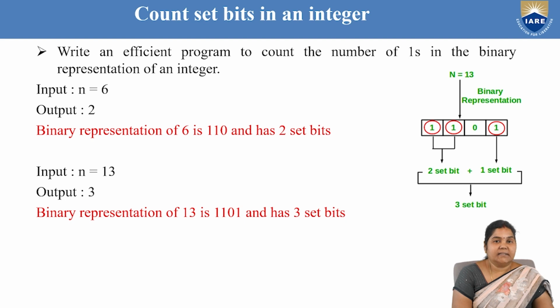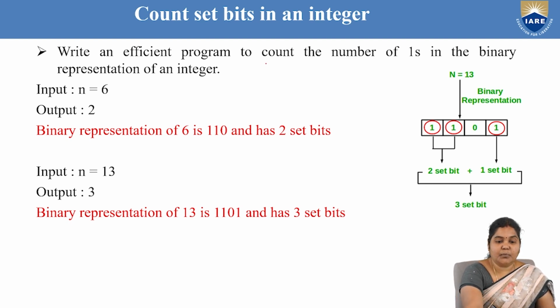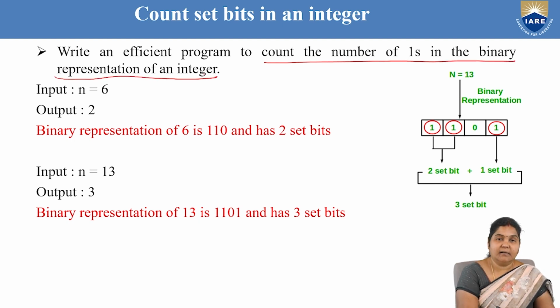Now, let us understand the second program, which is counting the number of set bits in an integer. Set bits are the bits which are 1. The bits which are zeros are called clear bits or unset bits. We have to write a program to count the number of ones in the binary representation of an integer. If you read an integer, first you convert it into binary and then count the number of bits which are 1.